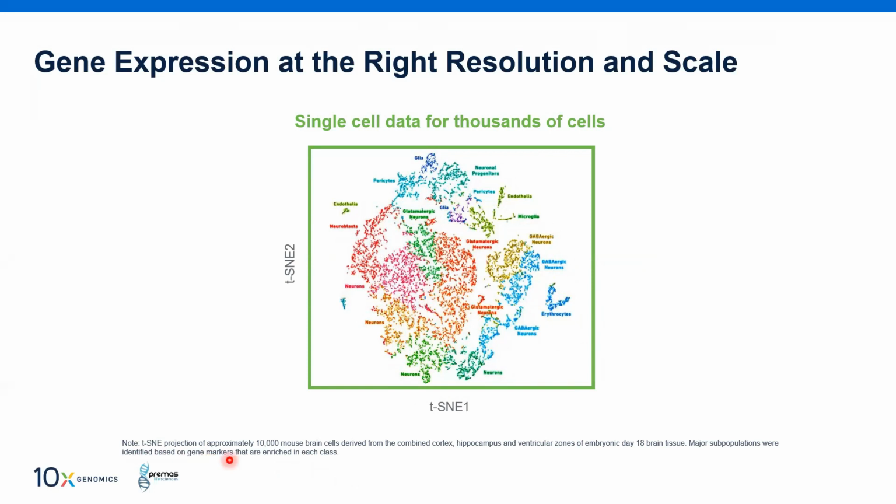So this data is coming from 10,000 mouse brain cells derived from the cortex, hippocampus, and ventricular zones of the embryo at embryonic day 18, and we are able to pick up all the major subpopulations. Now, if it is a disease sample, you will be able to see some deviations in the gene expression pattern. And the disease-specific gene will be expressed in some of the population, not all the population.